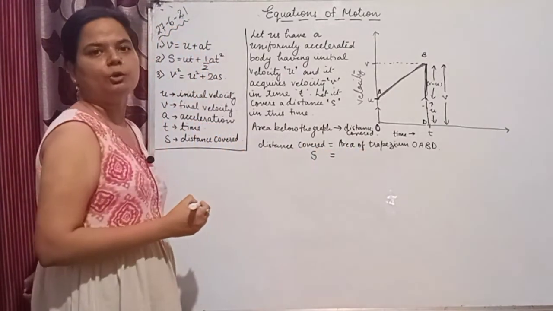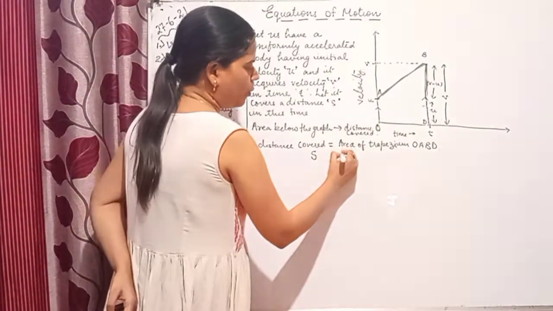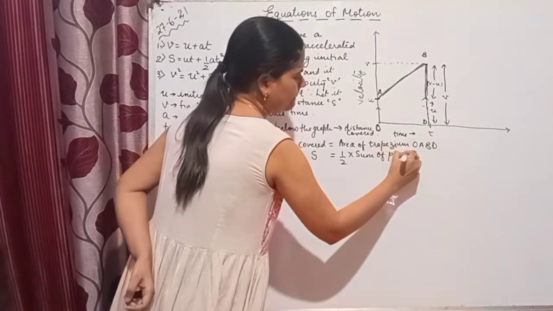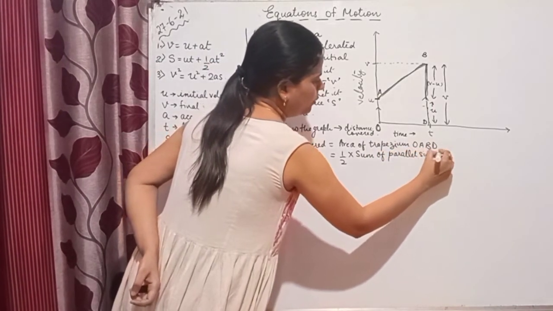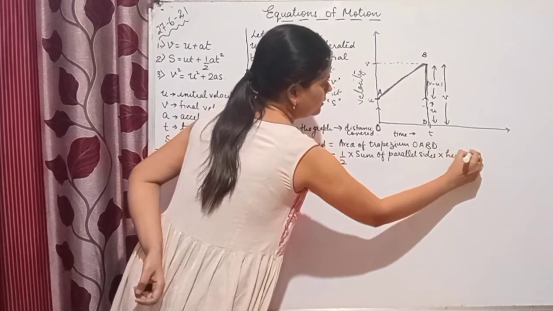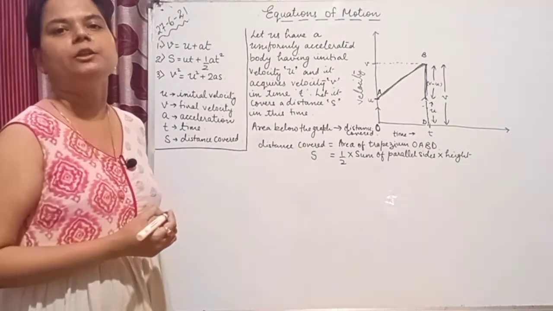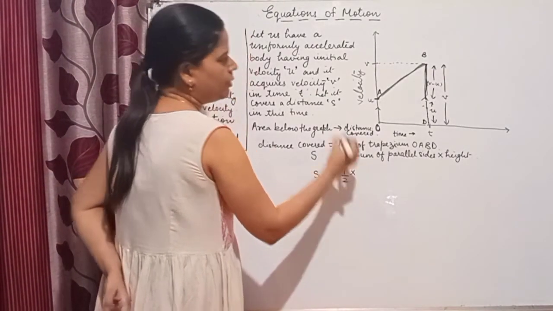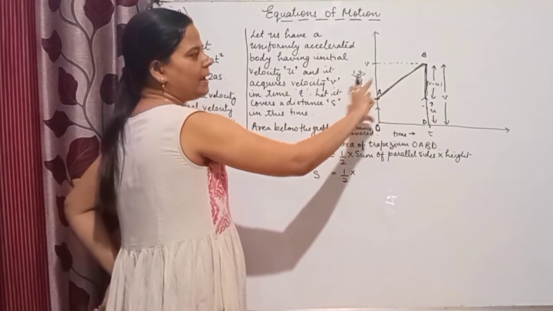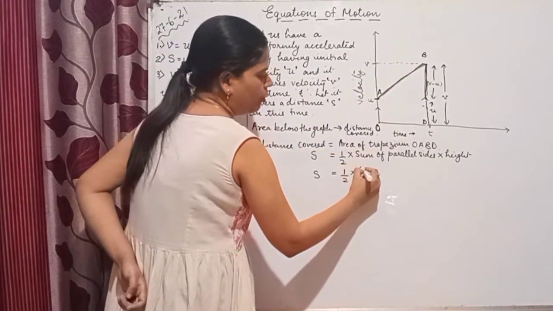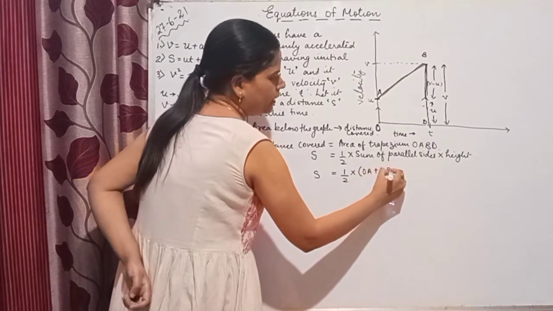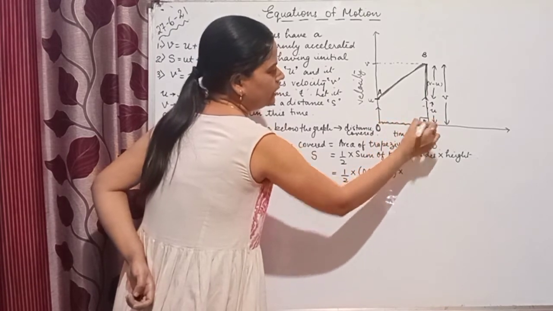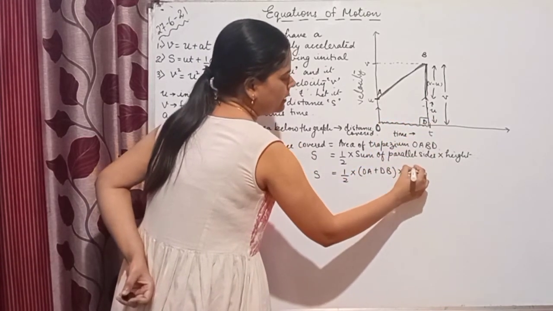Area of trapezium, we all know the formula: 1/2 into the sum of parallel sides into height. This is the formula to calculate the area of a trapezium. So S is equal to 1 by 2 into the sum of parallel sides. The parallel sides are OA and DB, so OA plus DB into height. Because this is 90 degrees, we will be taking OD as the height.